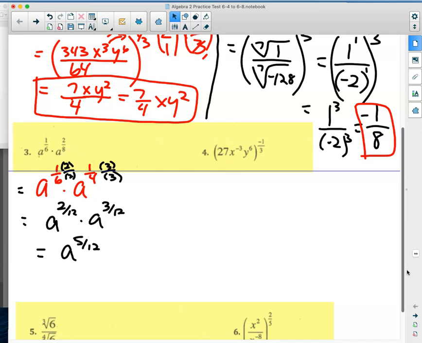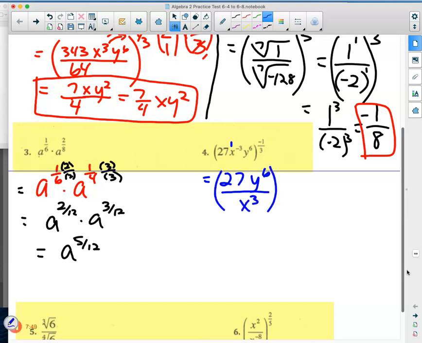Let's go to number 4, which has 27x to the negative 3rd, y to the 6th, all to the negative 1/3 power. Well, the first thing I noticed was there's a negative inside those parentheses. So to get rid of that, I'm leaving the 27, which had a power of positive 1 on the top, and a y to the 6, positive 6, but I'm going to move that x to the negative 3rd down to the bottom so that it becomes x to the 3rd. And now all of that is supposed to be to the negative 1/3 power. I can't simplify anything else inside those parentheses.